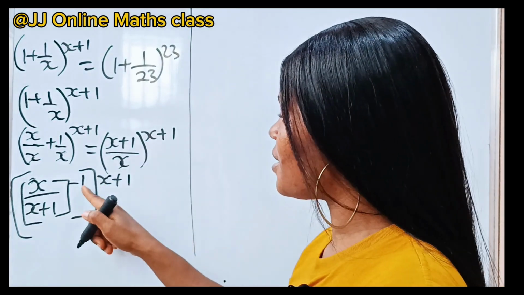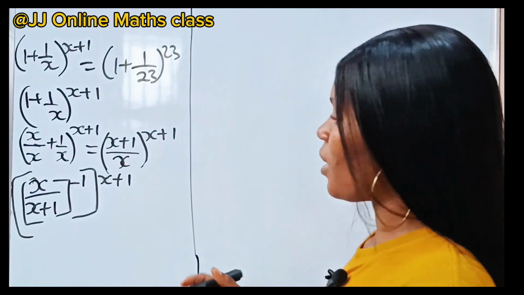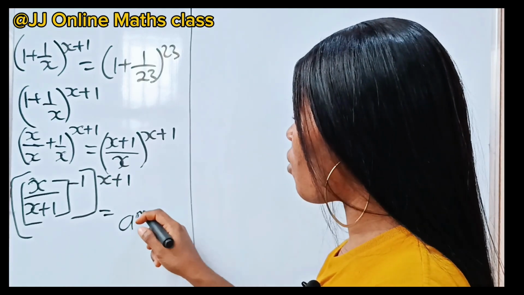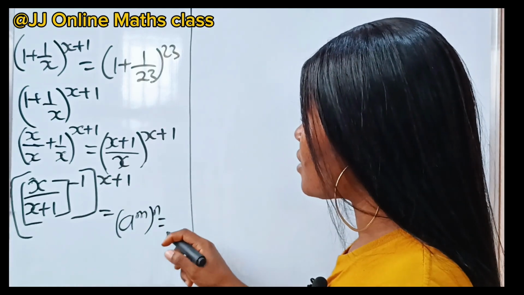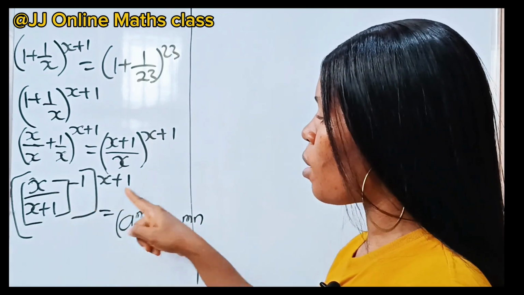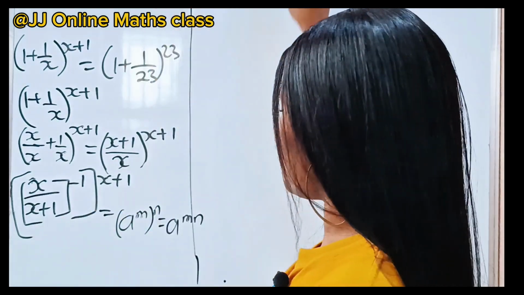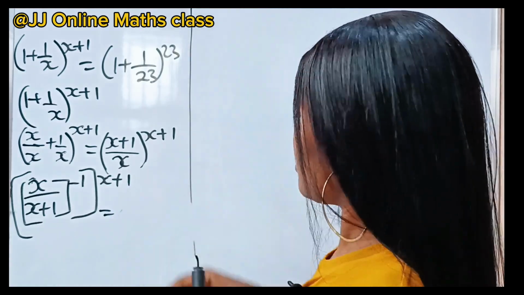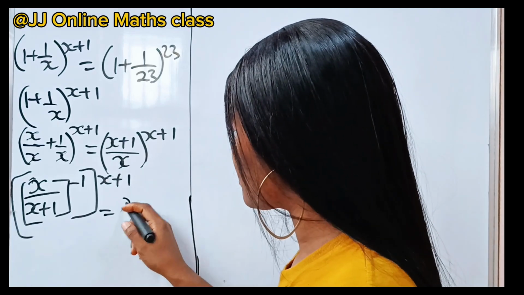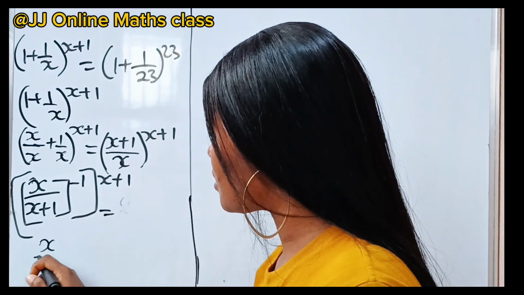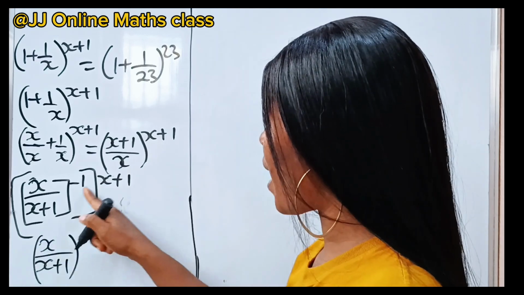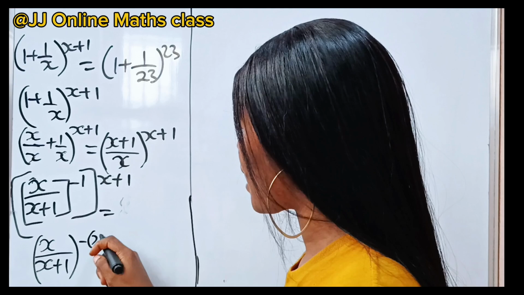Now you see what happened there. We have introduced a negative sign here. So we don't have any other option but to use the power rule that states that a to the power of m, all raised to n, is equal to a to the power of m times n. So we are going to multiply -1 by what we have outside the bracket. Then this is equal to x divided by x plus 1, raised to the power of -1 times this, which is minus (x plus 1).